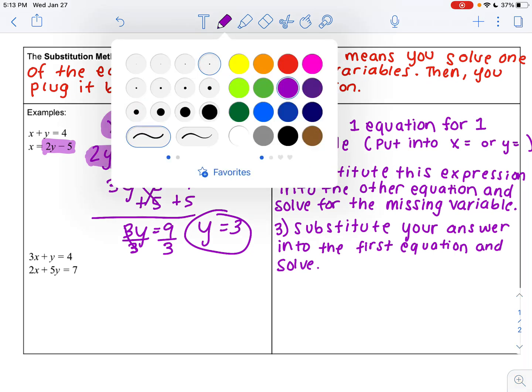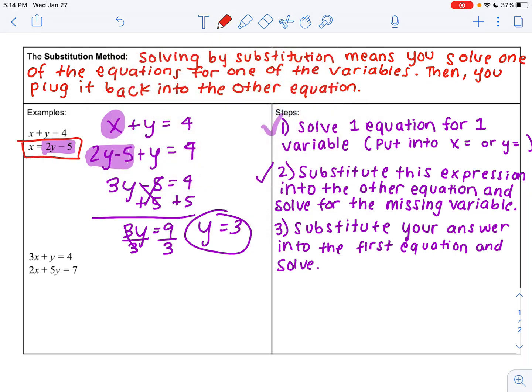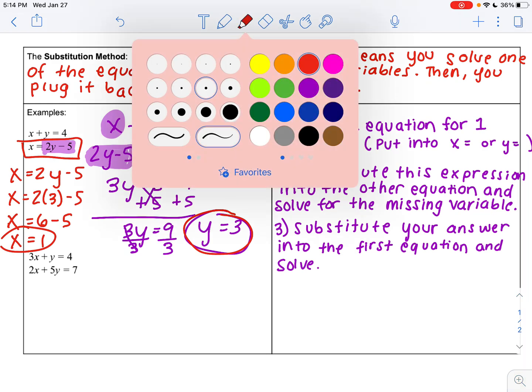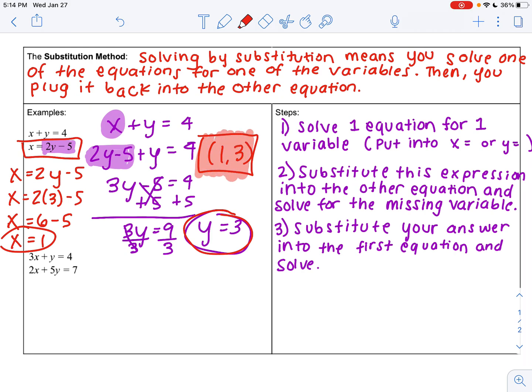So I'm going to choose the one that's easier. Well, if I look at my bottom equation, you see how my x is already alone? That's way easier because I have my y, which is 3. I'm going to plug that in for y here. And I'm going to solve for x, which is already solved for. Actually, I'm just simplifying. So 2 times 3 is 6. And 6 minus 5 is 1. So my answer is 1, 3. And that is my final answer. Always write it as a point, x, y.